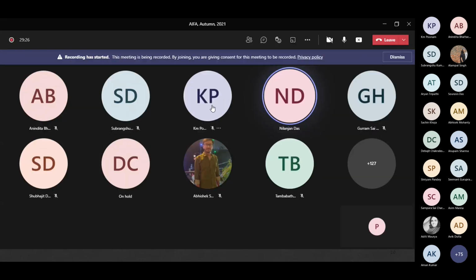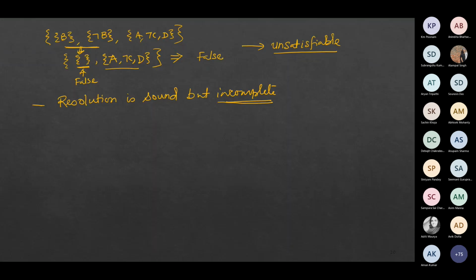Sir, for propositional logic, this was complete, right? Because you had a finite set of inferences. No, actually, one can prove that this resolution is sound, but it is not complete. I understand what you are trying to mean. I'm coming to that point.